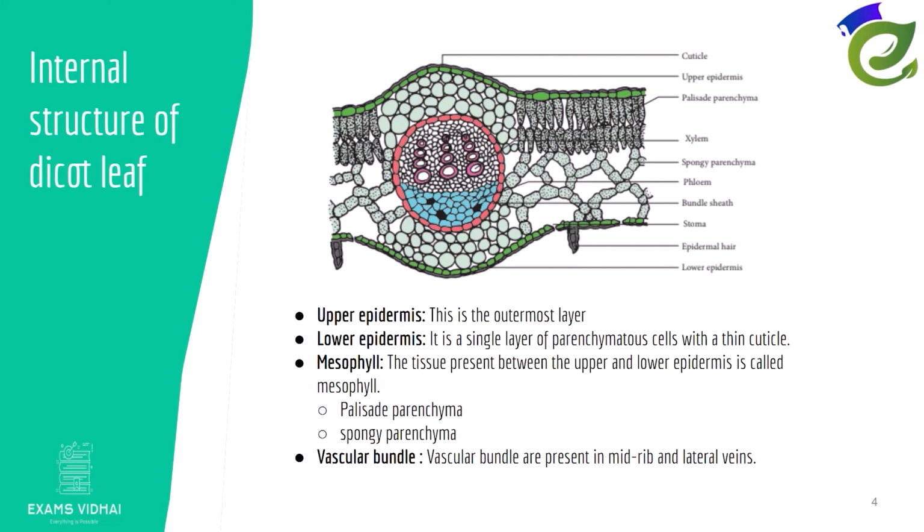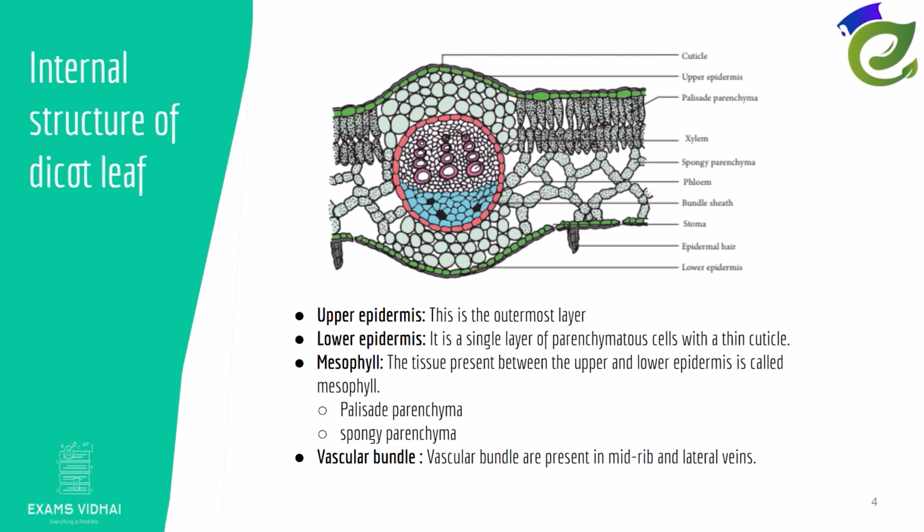leaf is shown. The first layer is the upper epidermis, the outermost layer made up of single layered parenchymatous cells without any intercellular spaces, which you can observe in the diagram shown. And then the outer wall of the cells are cuticularized. Stomata are less in number.